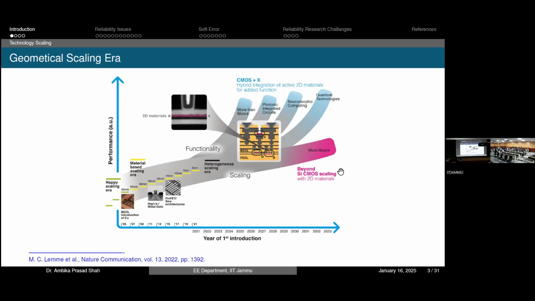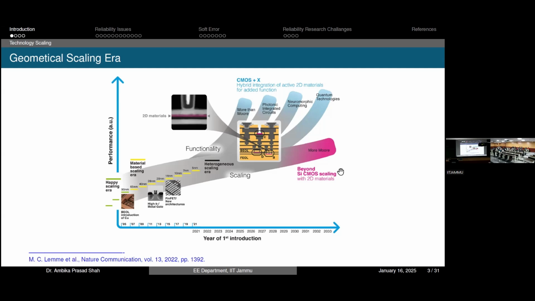Maybe if you are fabricating the FinFET, that might require more area than the older technology because they have more fins. Okay, so there are many things that come into the picture. So until certain technologies like 5 nanometer, the FinFET was there. And then there are more things.